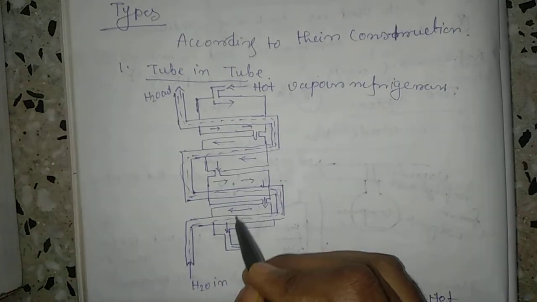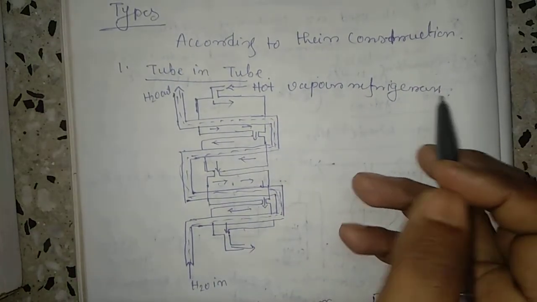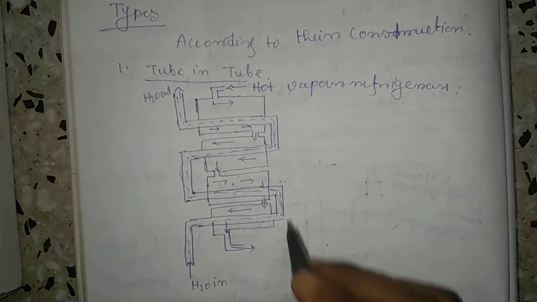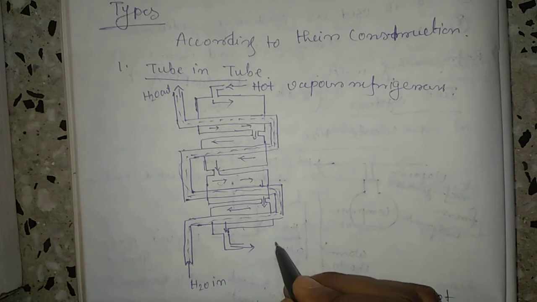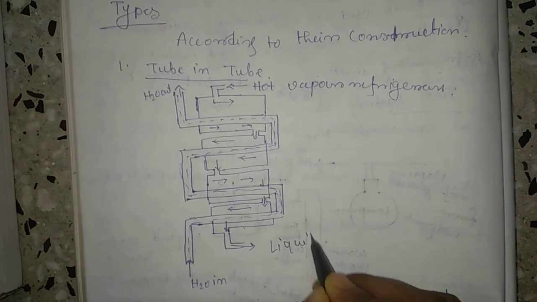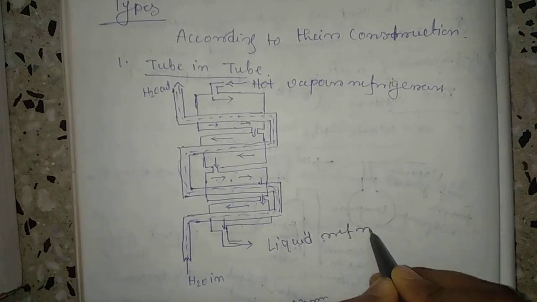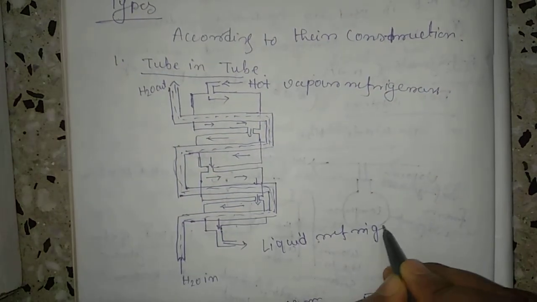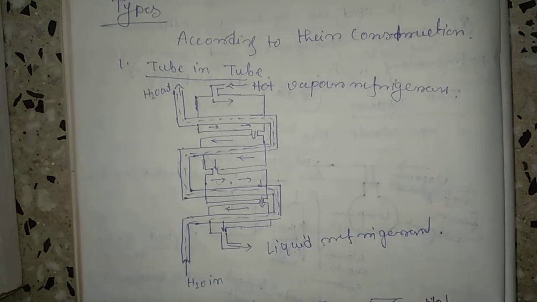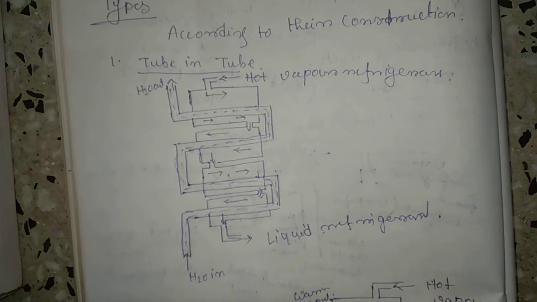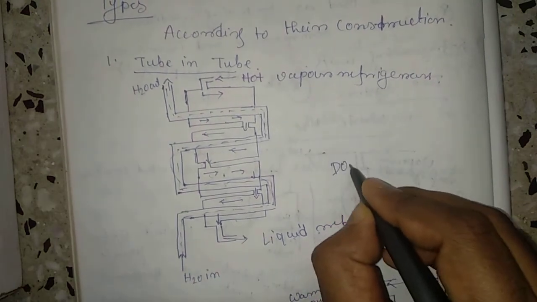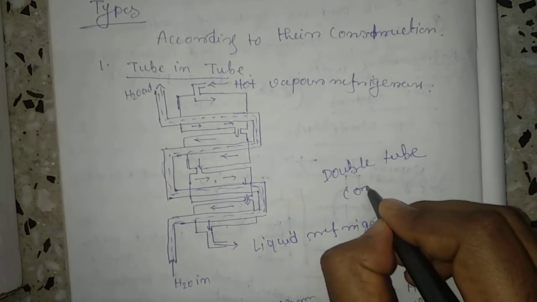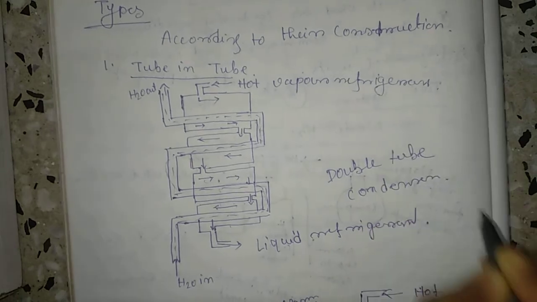And the hot vapor refrigerant is cooled by rejecting heat to the cooled water, and is transformed into liquid refrigerant. So this is called tube in tube. This is the block diagram. Tube in tube is sometimes also called a double tube condenser.